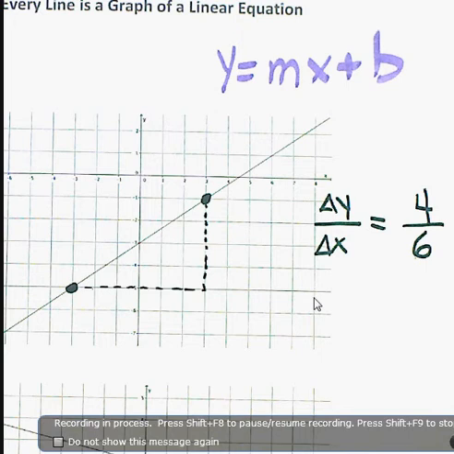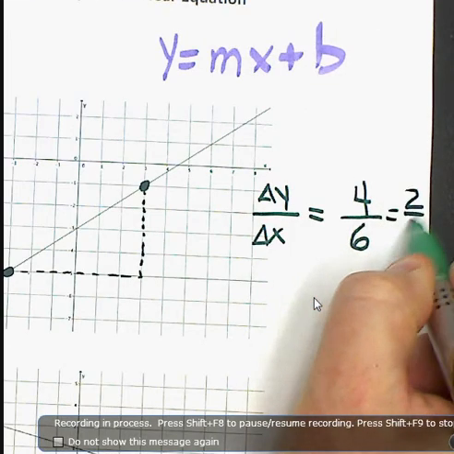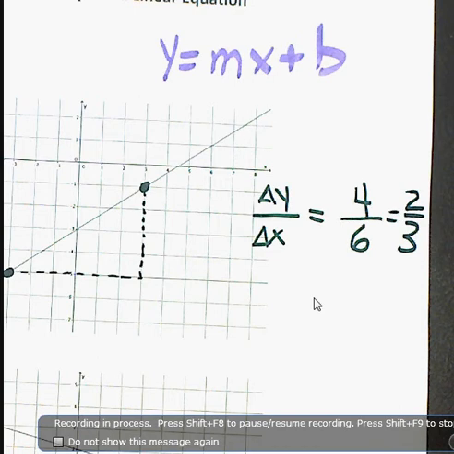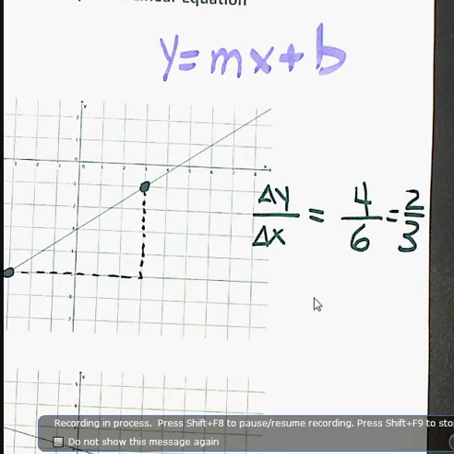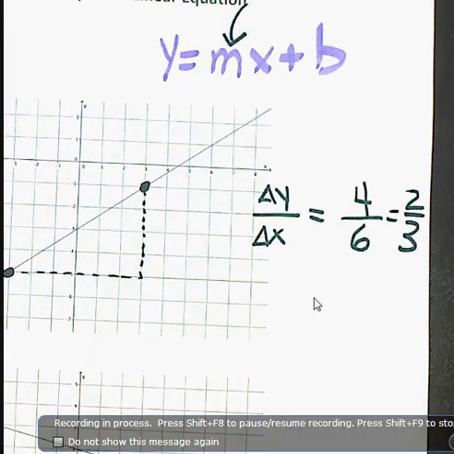I got 4 over 6. What did someone else get? James? 2 over 3. If you pick 2 other points, you might have got 2 over 3. If you pick 2 other points, you might have got 6 over 9. But what does 4 over 6 and 6 over 9 all equal when you reduce them? 2 over 3. So my slope of this line is going to become, in simplified form, 2/3. Are we good? So what I want you guys to realize is if I want to write the equation of this line, I just got this piece. M is done. I know what it is.